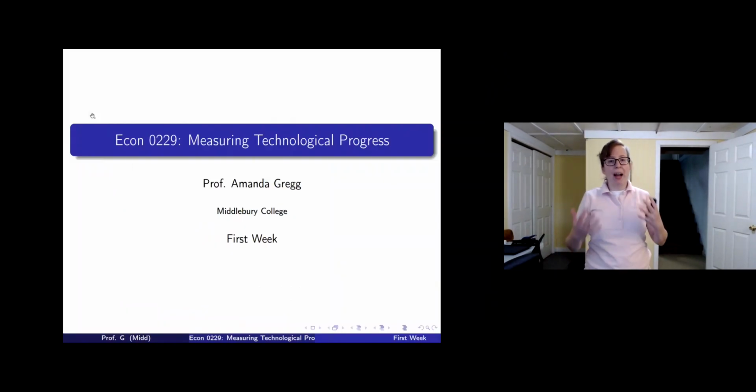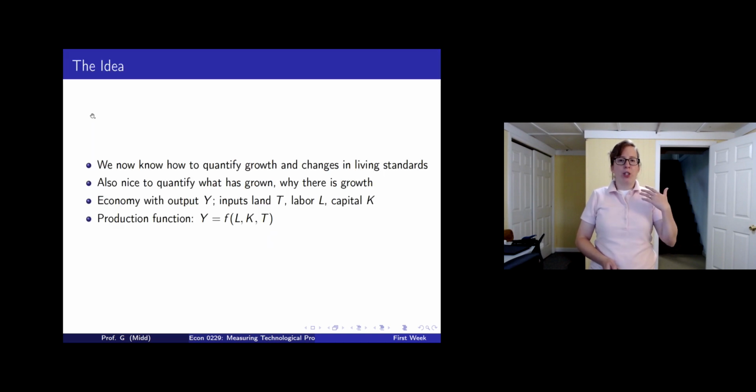Now I'm going to present the final element in our discussion of measurement issues in economic history. What I want to discuss with you now is how we measure technological progress. To me, this is maybe the most interesting of these three topics.